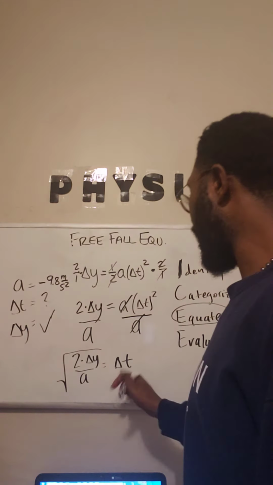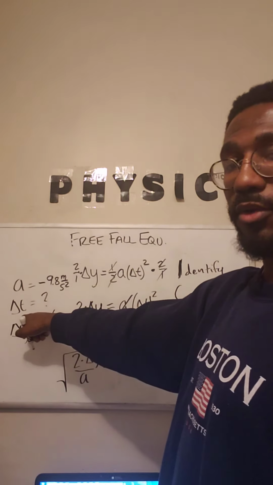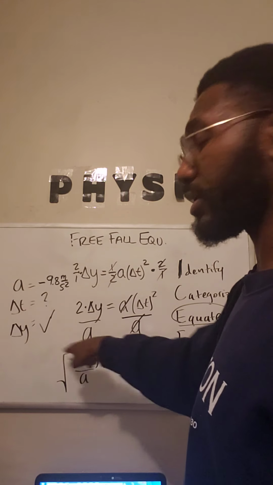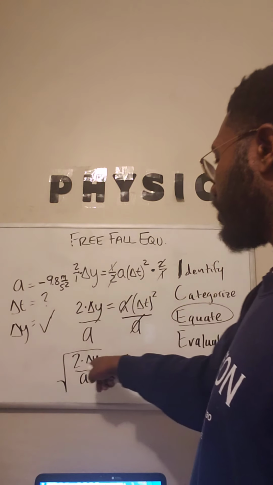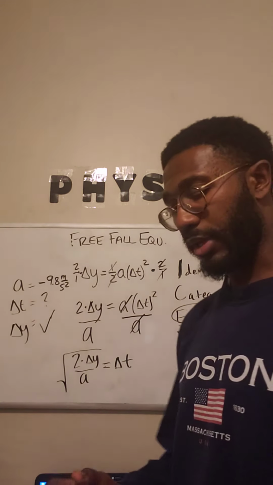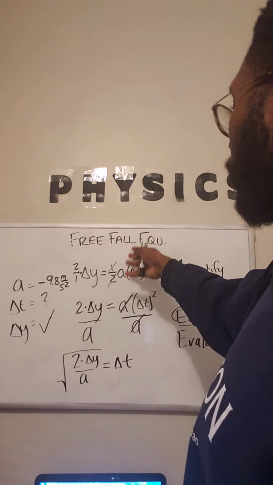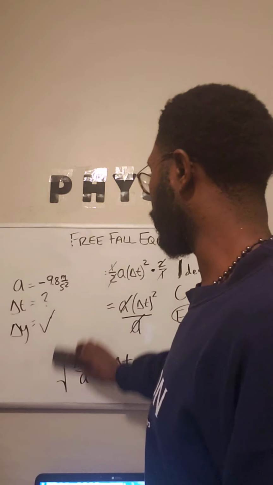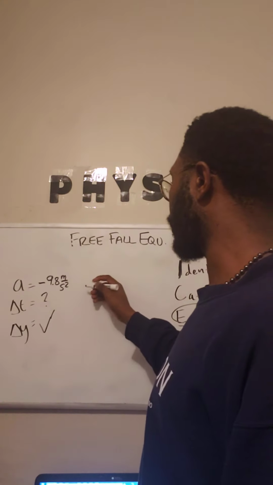All right, now I have delta t in the numerator and by itself alone. So I have equated delta t with this expression. Now I can evaluate by plugging in all of my variables. All right. So again, that's all you'll ever be asked to do with this free fall equation: calculating or solving for delta y or solving for delta t. You're not going to be asked to solve for a.